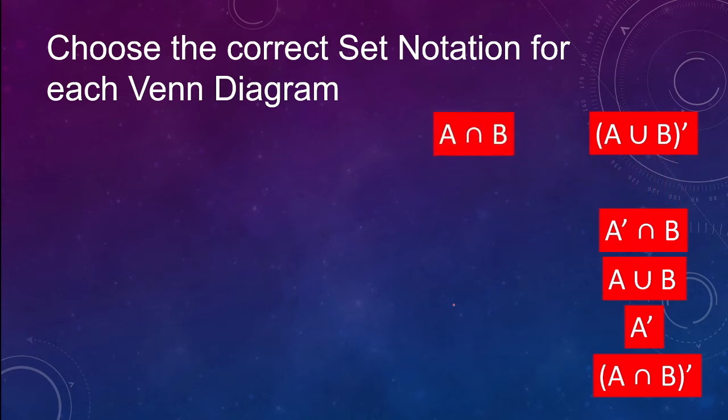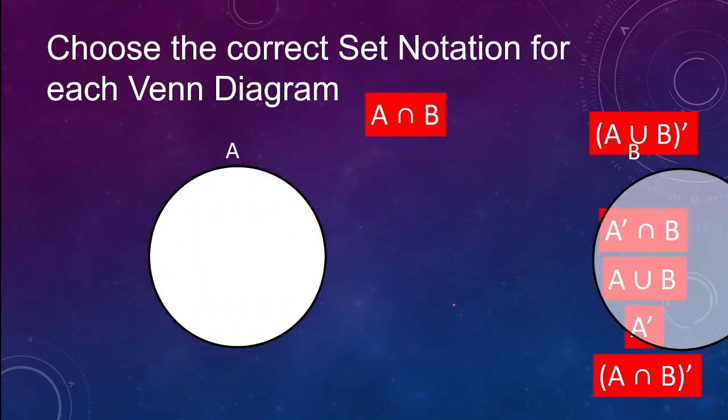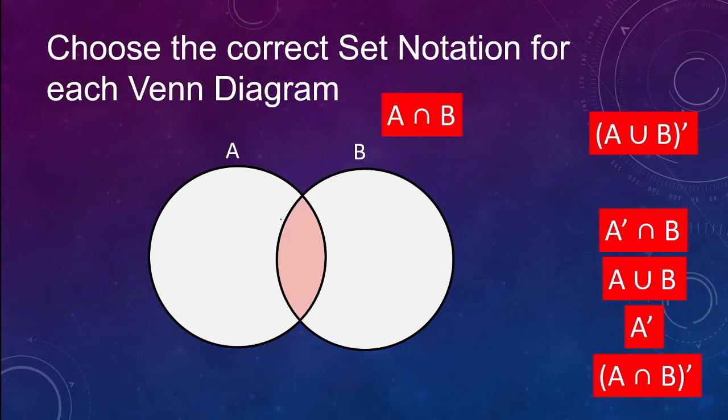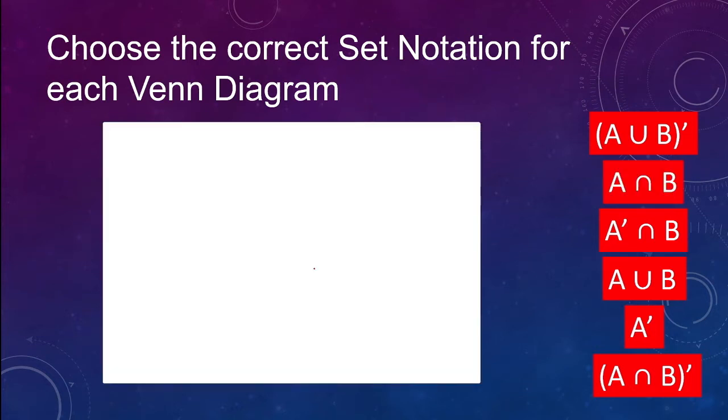Next, A intersection B. So, we have set A, set B. Of course, the intersection is yung common element nila. So, this is the A intersection B.